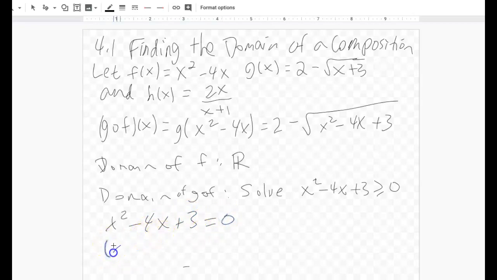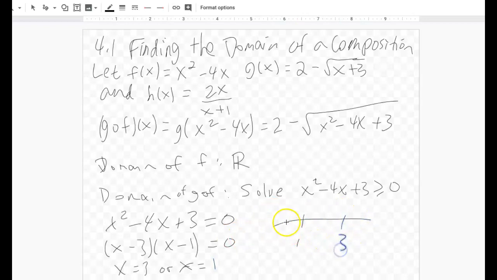And it looks like this factors as x minus 3, x minus 1. So then this means x equals 3 or x equals 1. And from here you can do your sign chart. I like to just picture the sketch of the graph. So here's where the curve is going to cross the x-axis. Because it's a parabola that's concave up, facing upward, it's doing something like this.